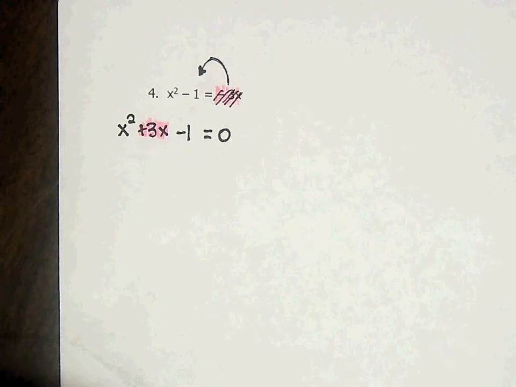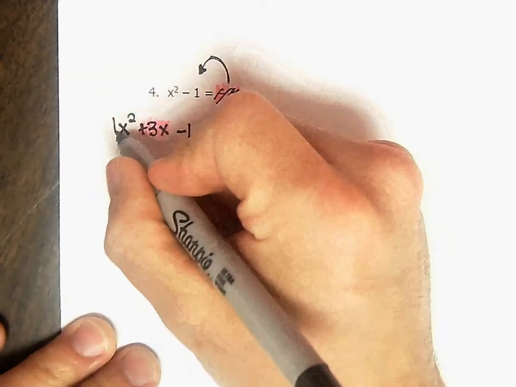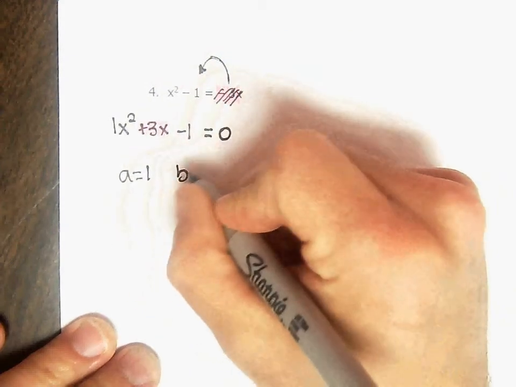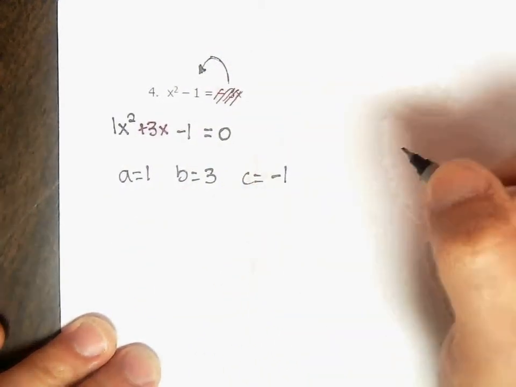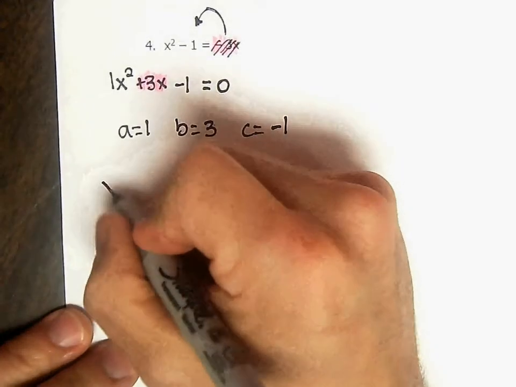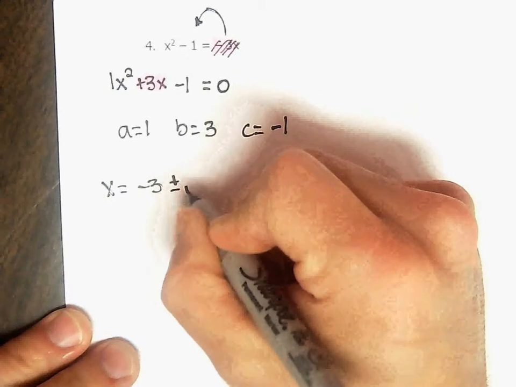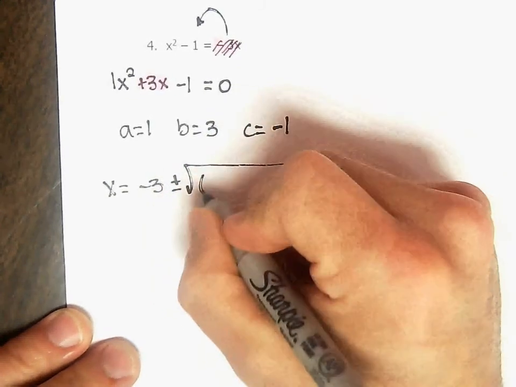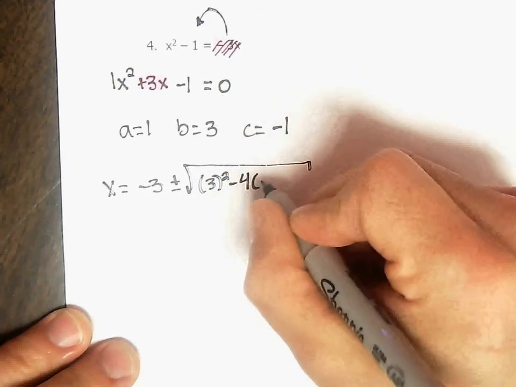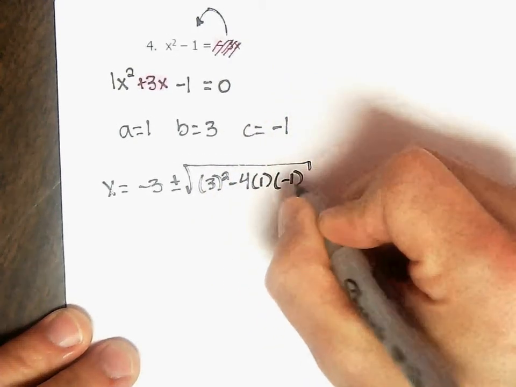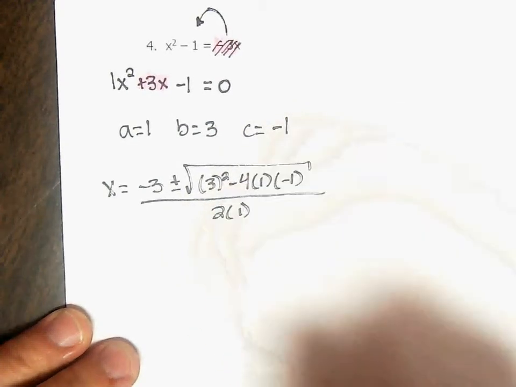So, without further ado, my a is 1 because it's the number in front of x squared. My b is 3. And my c is negative 1. X equals the opposite of b, so negative 3, plus or minus the square root of b squared minus 4 times a times c, all over 2 times a.